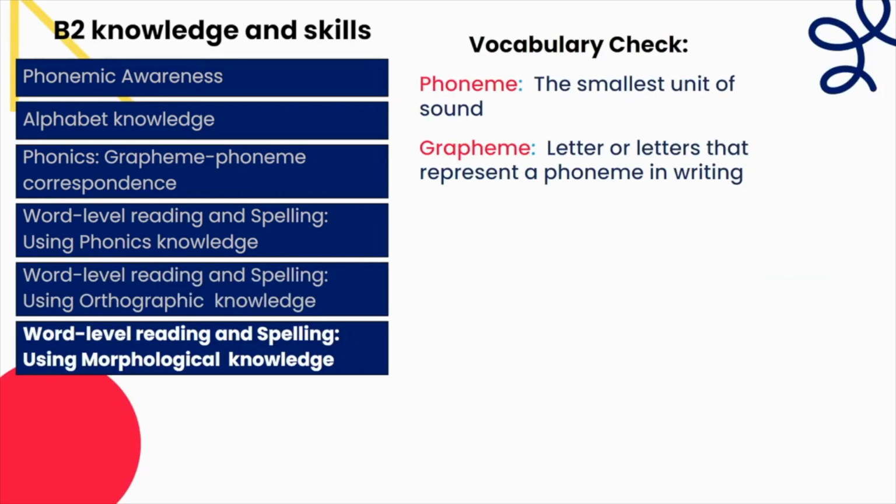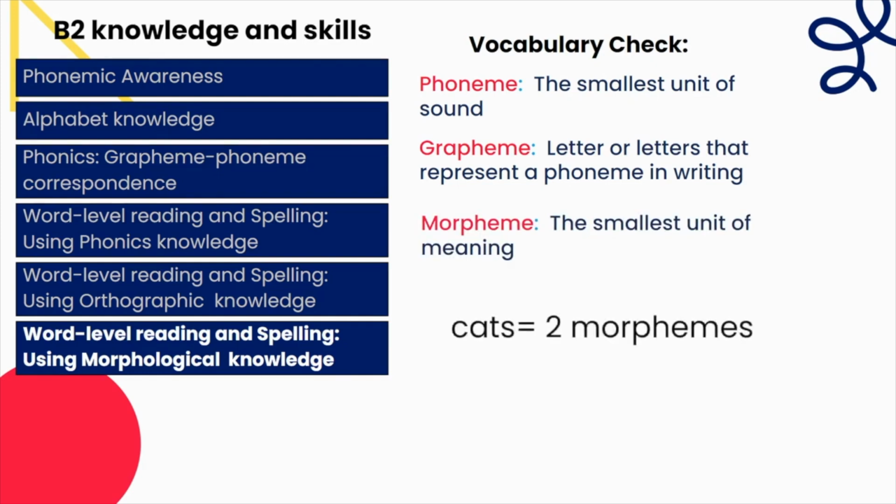So up until this point, we have talked about phonemes, the smallest unit of sound, and graphemes, the letter or letters that represent a phoneme in writing. Morphemes are the smallest units of language that carry meaning. In this very basic example, the word cats has two separate morphemes, cat and s, meaning more than one.